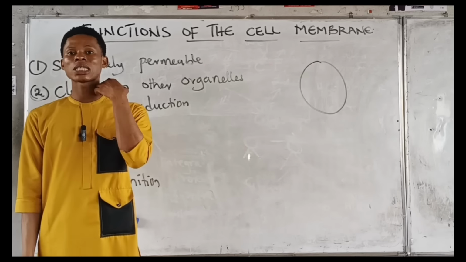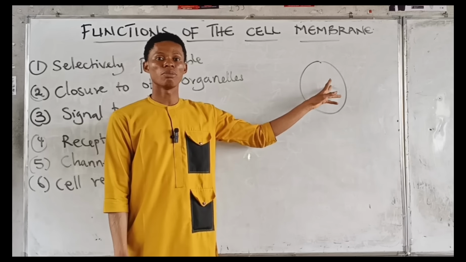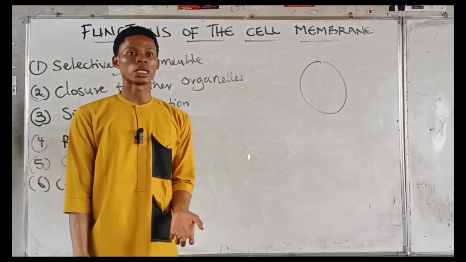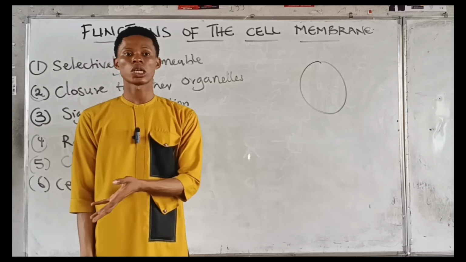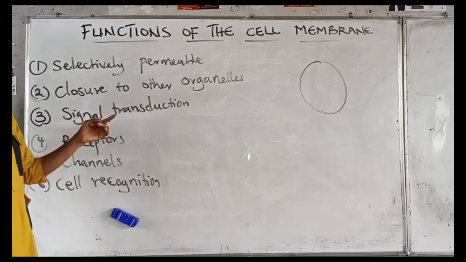But there are some other things that the cell needs that cannot pass on their own through the membrane. That is why we have ionophores, ion carriers. We'll look at that. Ion channels, we have that too. All right. But one function here is selective permeability.